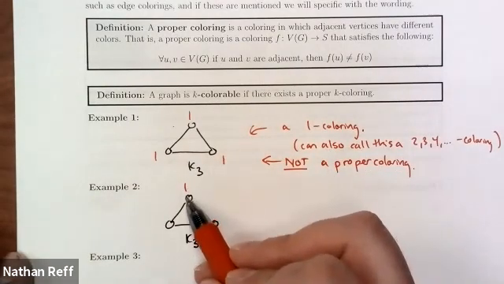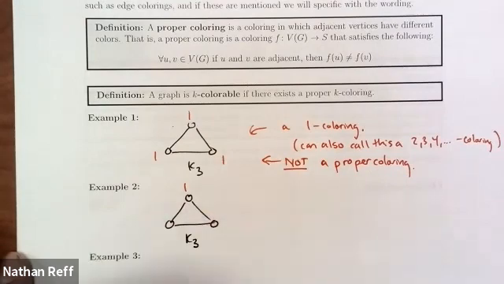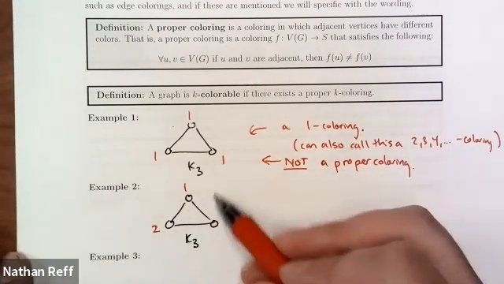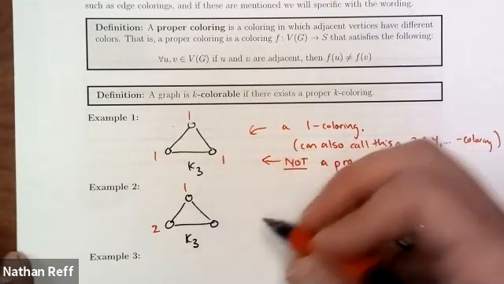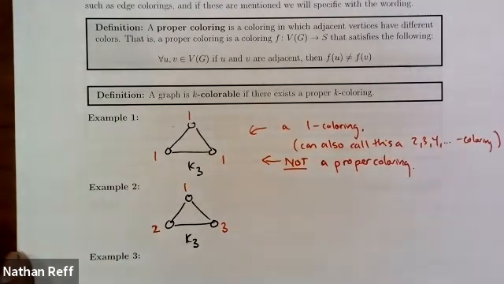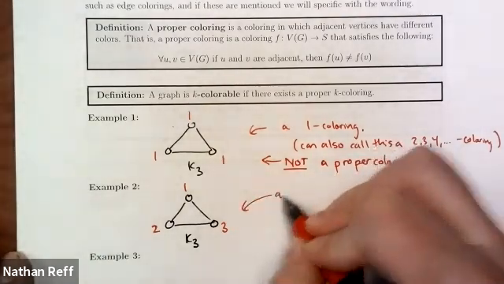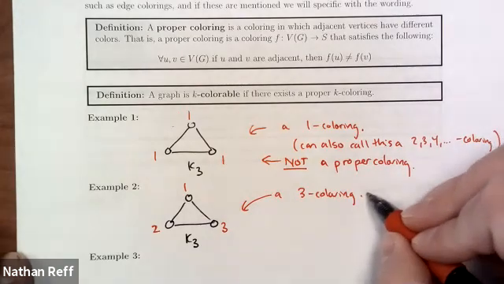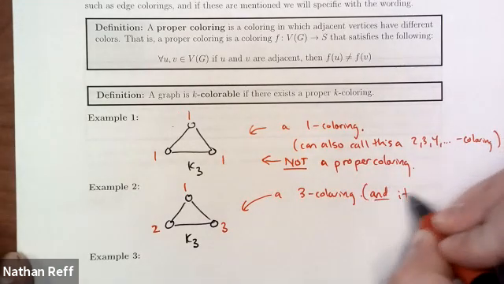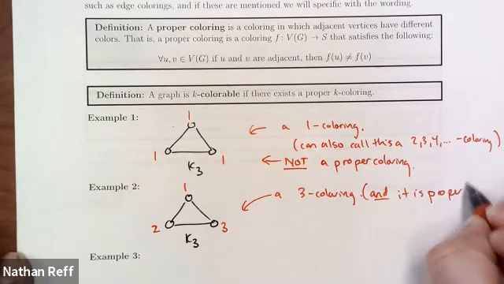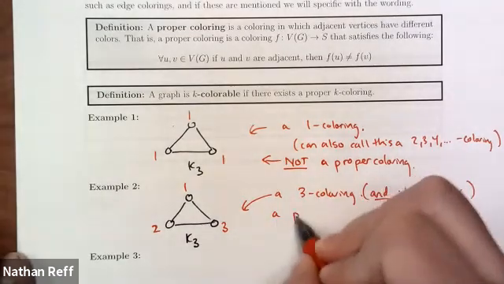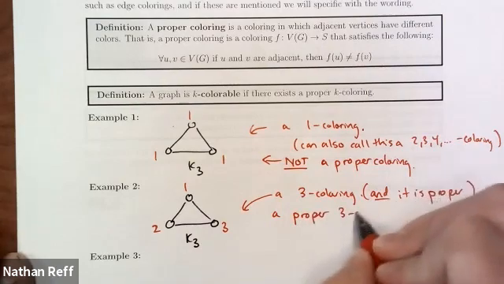If I color this 1, now this adjacent vertex has to be colored different. So I'll color this 2. And now this vertex is adjacent to both of these, so I have to use a new color. So I'll use 3. Okay. So you can call this a 3 coloring, and it is proper. It's better to just call this a proper 3 coloring.